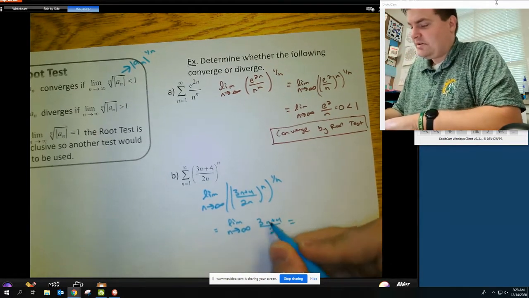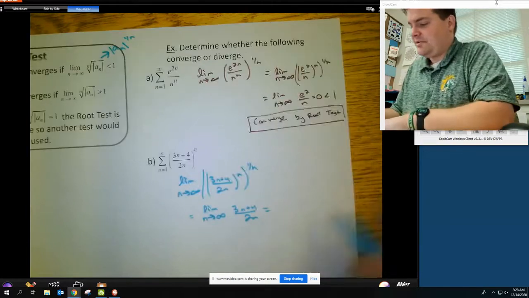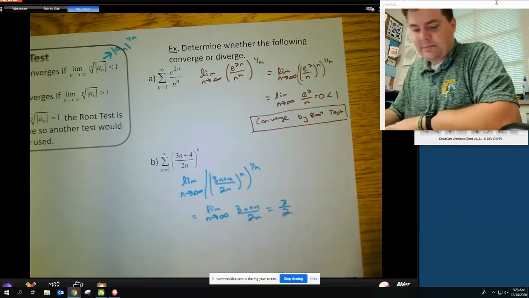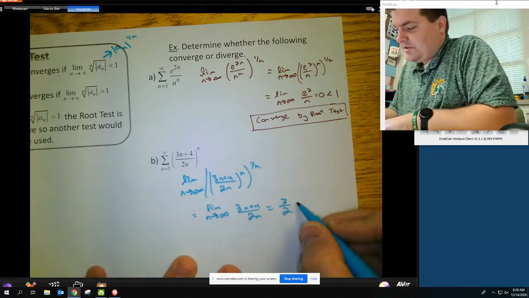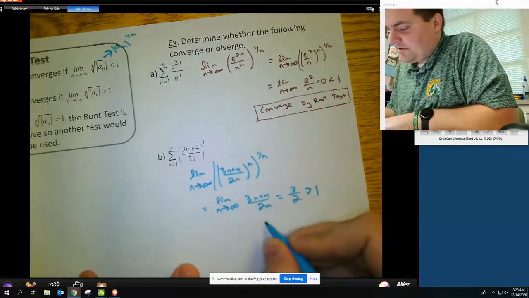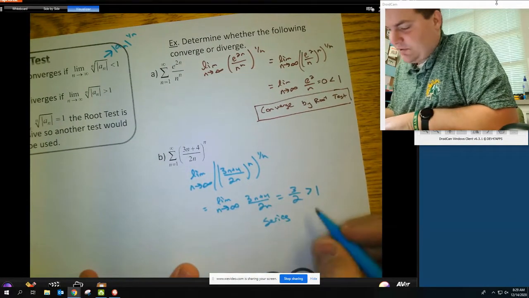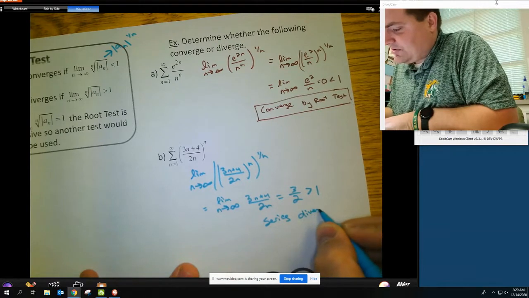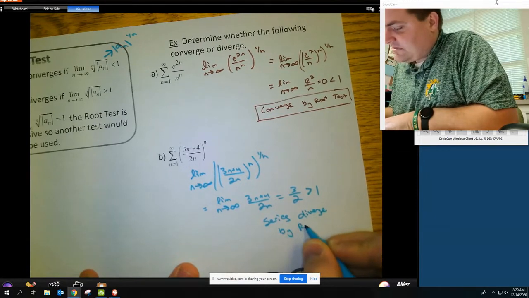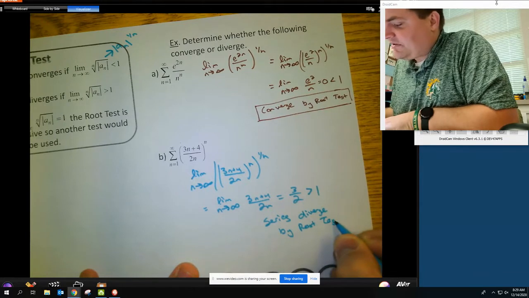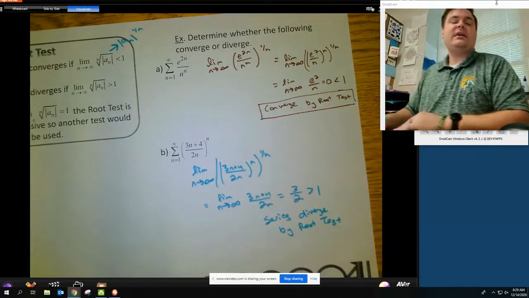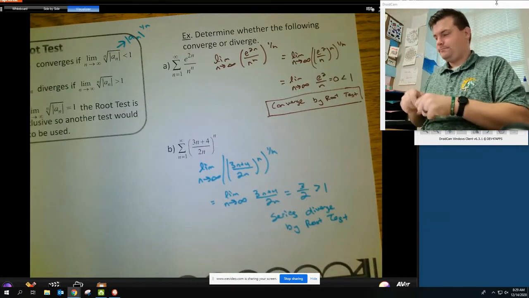Which, the powers are the same top and bottom, so you're going to get 3 over 2. So you get 3 over 2, which is bigger than 1. Therefore, the series is going to diverge by the root test. And then that wraps up all of our tests that we have gone through. That's it.